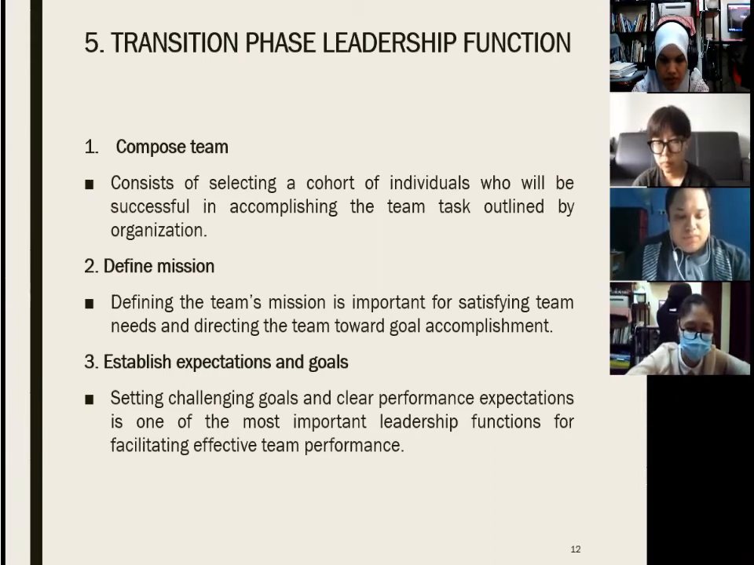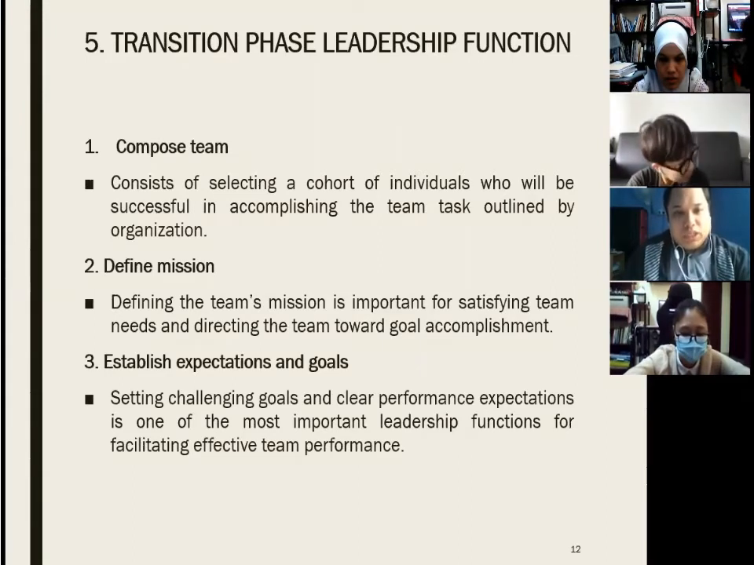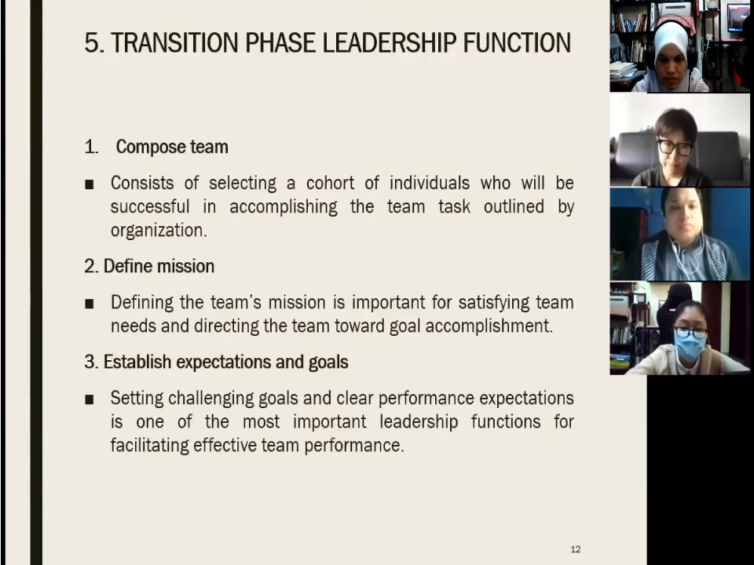Compose team refers to the characteristics and attributes of the individuals who make up the team, as well as how those characteristics and attributes are distributed within the team. And then it consists of selecting a cohort of individuals who will be successful in accomplishing the team tasks outlined by the organization. So the team leader needs to know their members' specialization before distributing the task.